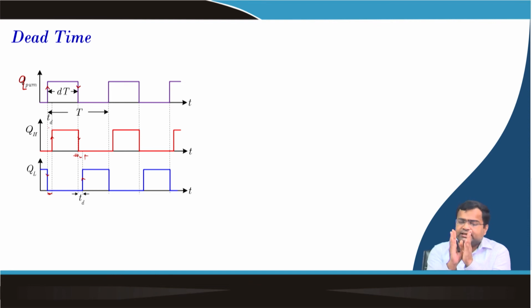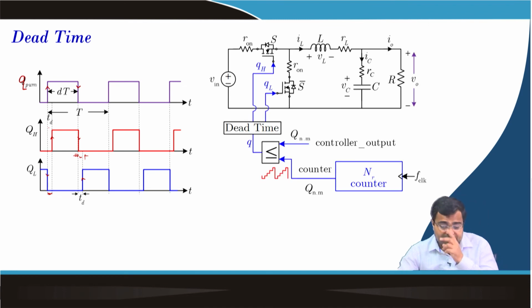But this time should not be too large, because it will otherwise turn on the body diode and that may lead to reverse recovery and other losses. So, you have to be very careful, and if it is too small, there can be a condition where both the switches can be on and that may lead to high induced current. Okay. So, how to generate this dead time circuit?